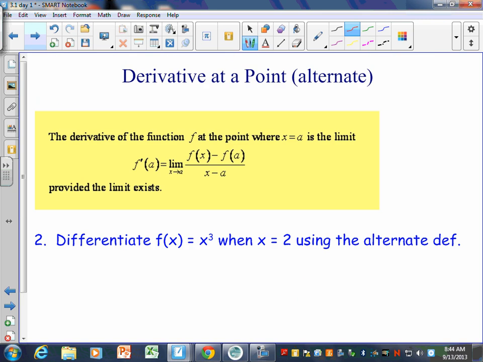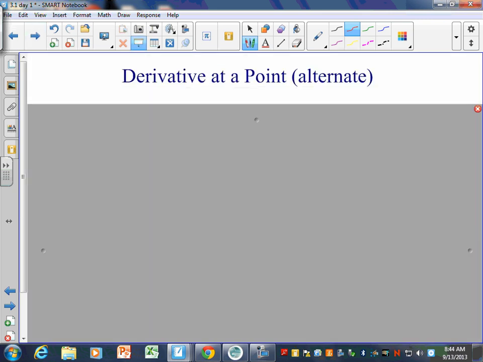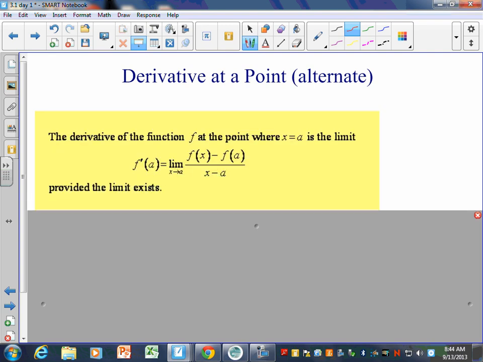So now, there's another derivative equation. This is called the alternate definition of a derivative. It's another formula, and it just works out sometimes to be easier work. On your homework today, it's going to give you directions: use this definition of a derivative, or use this alternate definition of a derivative.